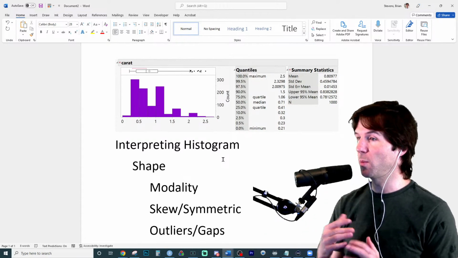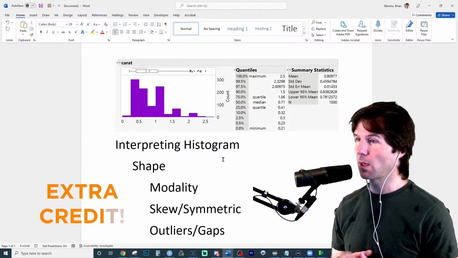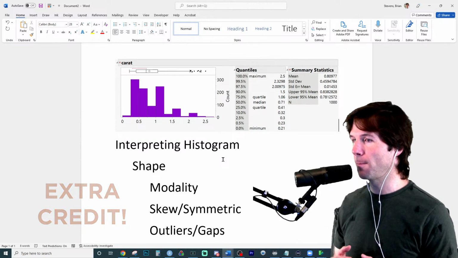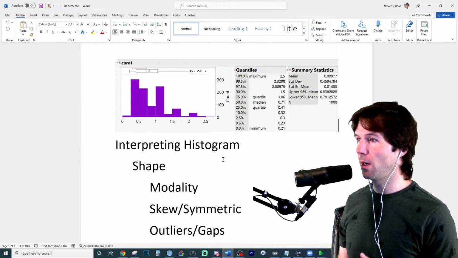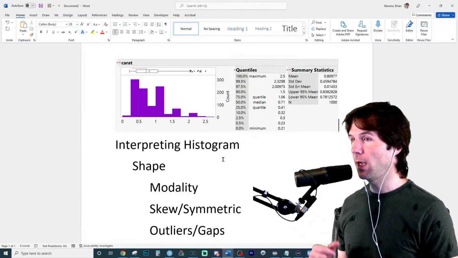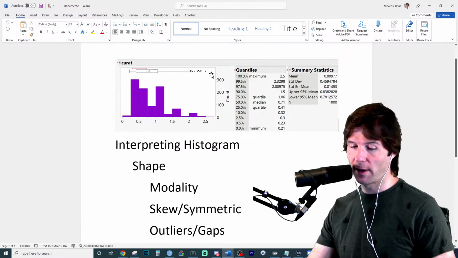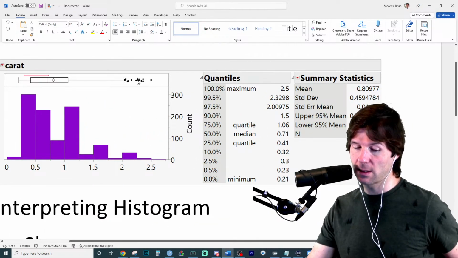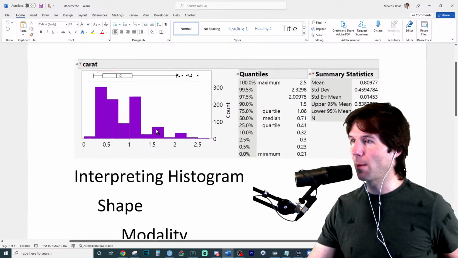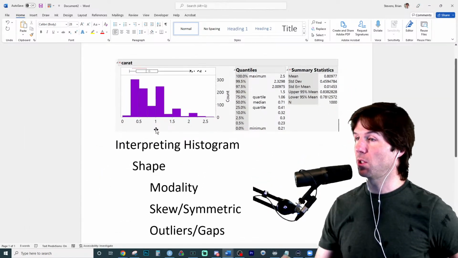Great job, Evan, right there. Around the 0.5 and around the 1 carat areas. There might be smaller modes later on, but the bimodality is most present. We see right skew of the histogram, and there are outliers at the far end. Not as big of gaps, but the 2.5 has a little bit of a gap between it and the next diamond right there. A little bit of a gap, but there are extreme outliers. So we just interpreted the shape.